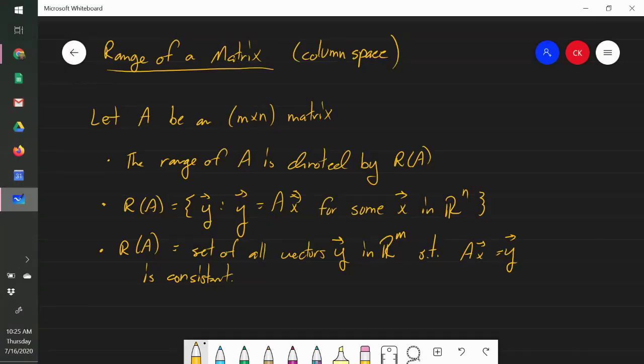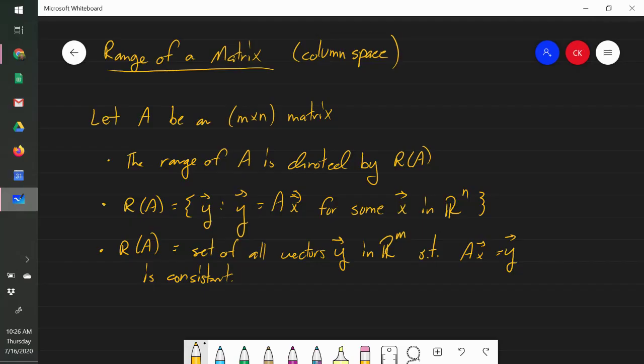So the results here: the range of A is denoted by R(A), and we can also discuss R(A) as the set of all Y values such that those vectors Y are the outputs from products of A times X, for some X in R^n. And we also have a written out description here that says that the range of A is the set of all vectors Y in R^m such that A times X equals Y is consistent. So these are just some results that we want to be generally aware of in terms of how we describe the range.